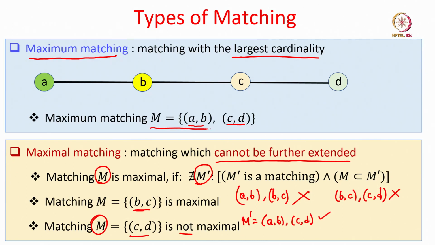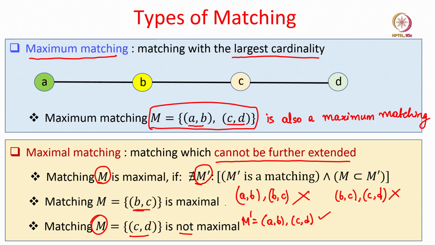For instance, this matching is also a maximum matching, whereas this collection of edges is a maximal matching, but not maximum. Now, there are well known polynomial time algorithms to find the maximum matching in a graph, a maximal matching in a graph and so on.